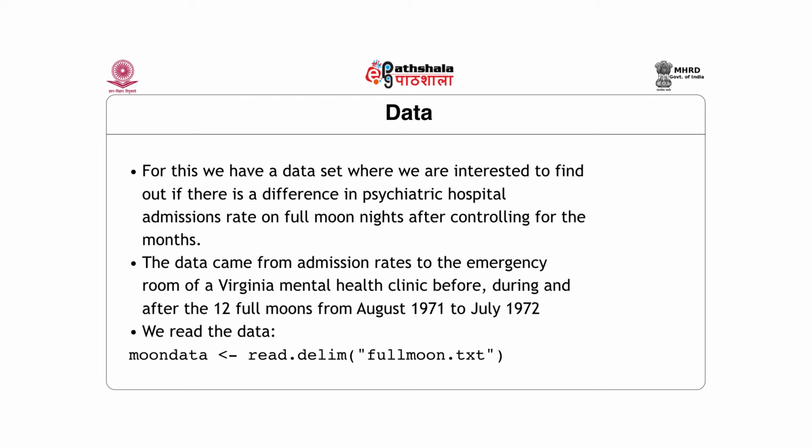In a Moon data set, we have a data set where we wanted to find out if there's a difference in psychiatric hospital admissions rate on full moon nights after controlling for the effect of months. Every month has 1, sometimes 2 full moon nights. And here we are only interested in psychiatric hospital admissions. So we are arguing that the psychiatric hospital admissions are higher on full moon nights, but maybe on specific months because of certain seasons in which the admissions are going to be higher.